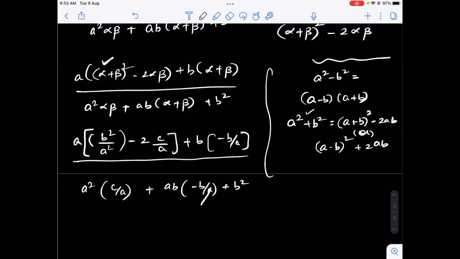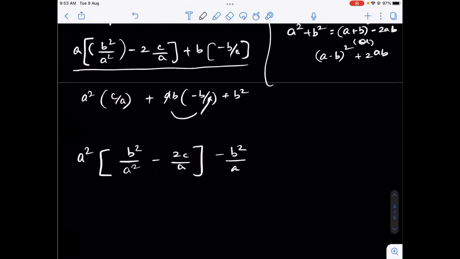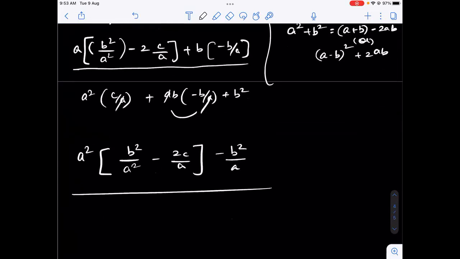So look at the advantage. a and a will get cancelled. b into minus b by a is minus b square. So minus b square and plus b square will get cancelled. I'll write an extra step if this is confusing you. But a and a got cancelled, that part you're clear. So a square into, here you have b square by a square minus 2c divided by a minus b square divided by a. Divided by, here one a will get cancelled. You have ac minus b square plus b square.